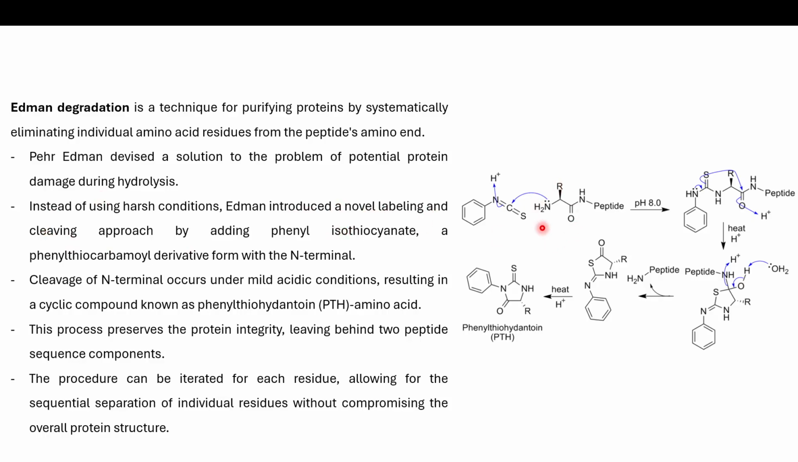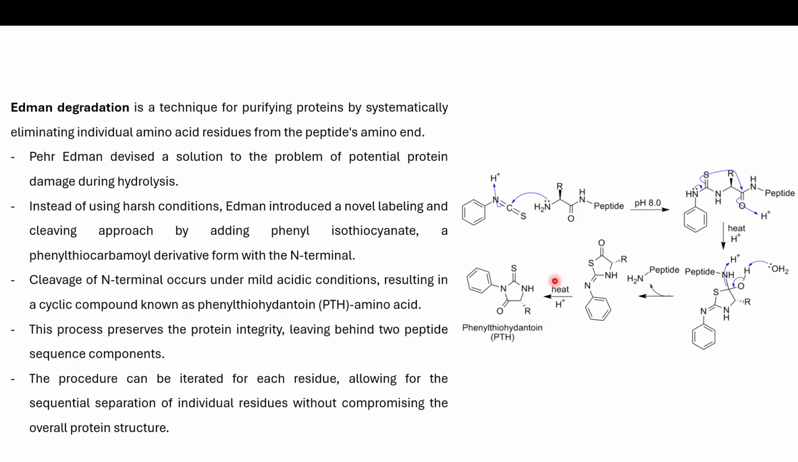First, you label the N-terminal part of the amino acid, then eventually cleave it at a particular pH, at a particular buffering condition, and then by adding phenyl isothiocyanate, a phenyl thiocarbamoyl derivative can be formed with the N-terminal part here. And then cleavage of the N-terminal occurs under mildly acidic conditions, okay, resulting in a cyclic compound here, which is PTH, phenyl thiohydantoin amino acid, or PTH.